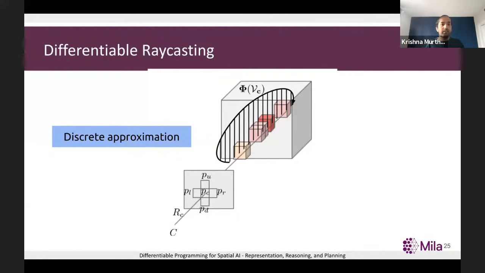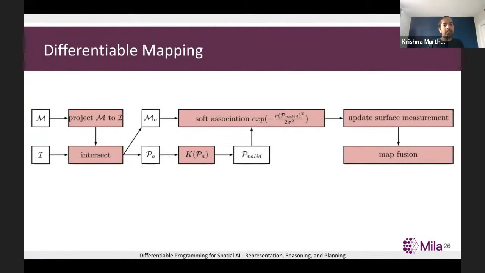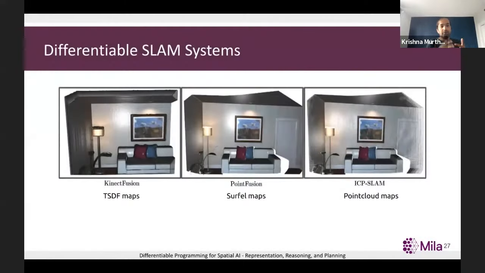And we have a few other differentiable components that I won't go into, but that'll be useful for understanding the rest of the stack: differentiable raycasting and mapping, in this sense, fusion modules. And when we put all of these together, you get the minimum set of building blocks required to build various kinds of SLAM systems. And in the paper, we show three different use cases. One is Kinect Fusion, which builds volumetric, voxel grid TSDF maps.